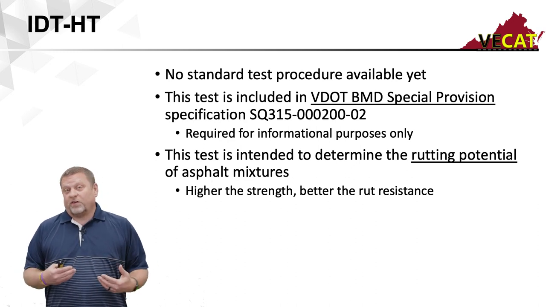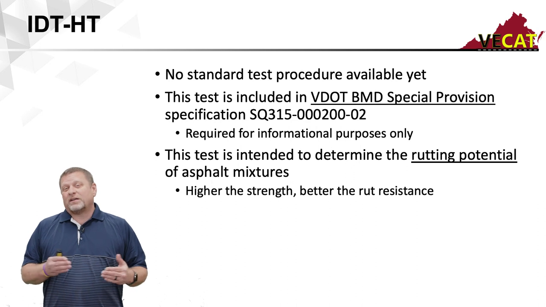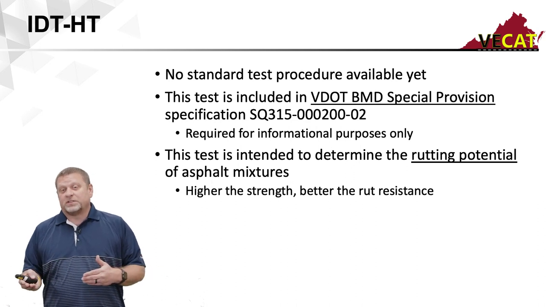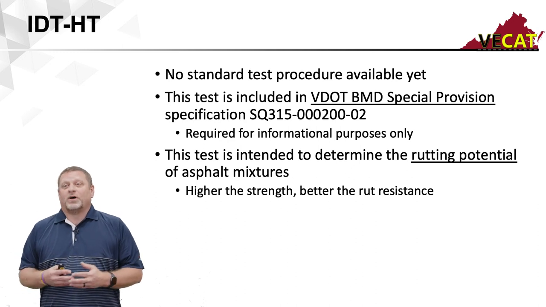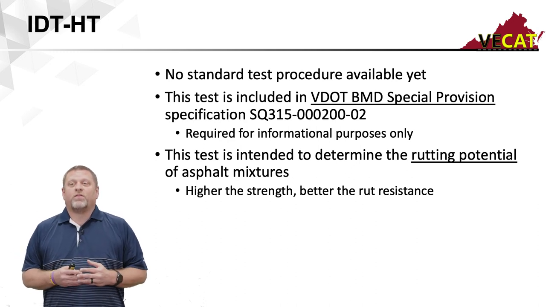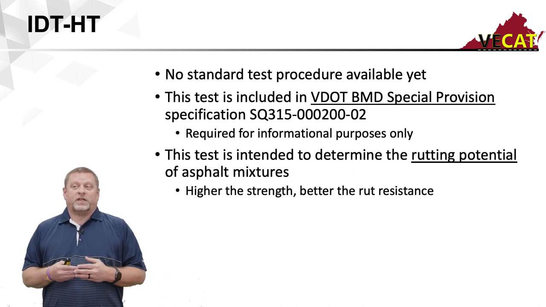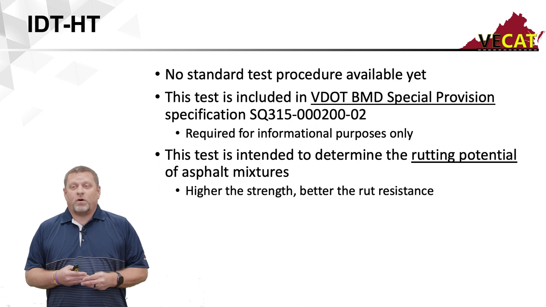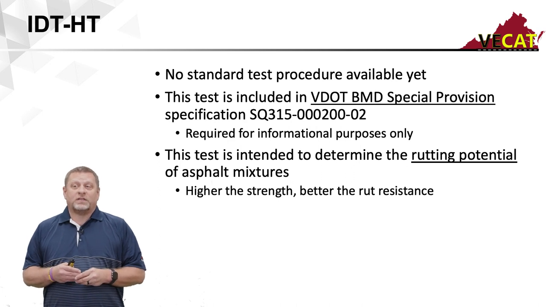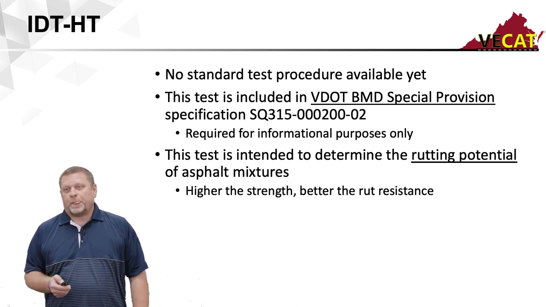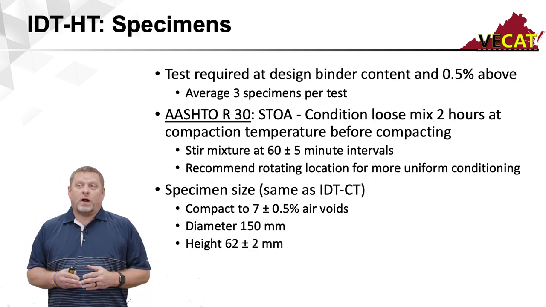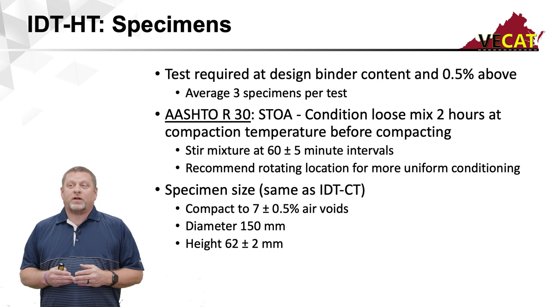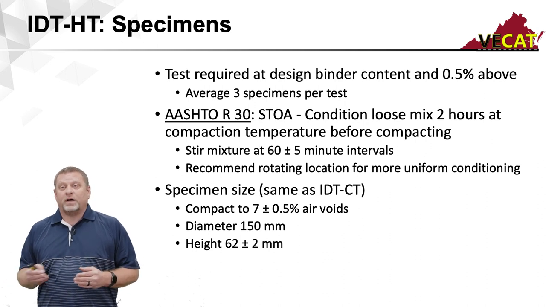Those of us like myself, who have been in the industry for a while, you know how tests start out for informational purposes only? In the future, it may be more than just informational. So pay attention to this as we go forward. This test will give us an indication of the rutting potential of an asphalt mix, and basically the higher the strength, the better the rut resistance. This test currently is only required at the design binder content and 0.5% above.